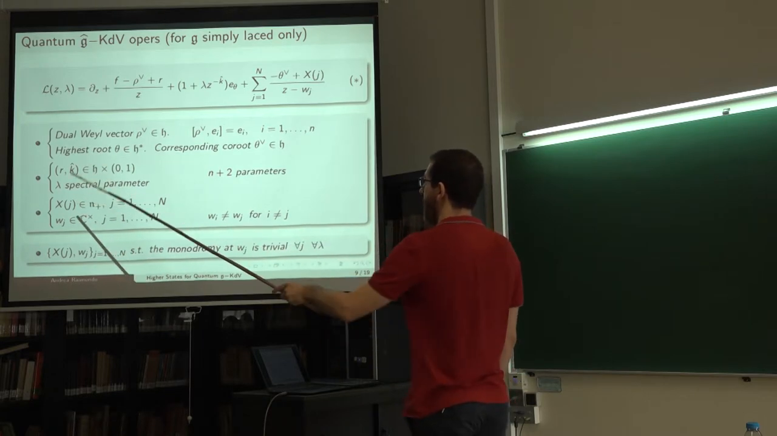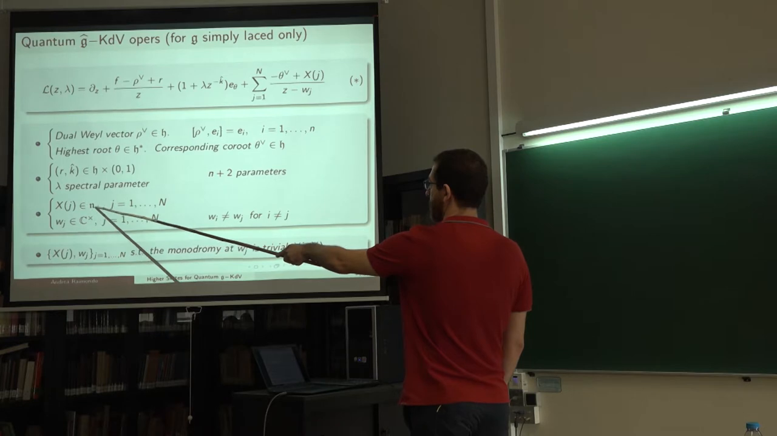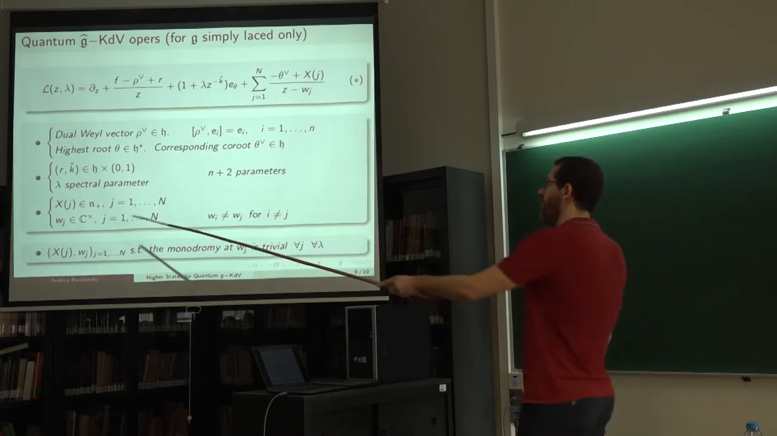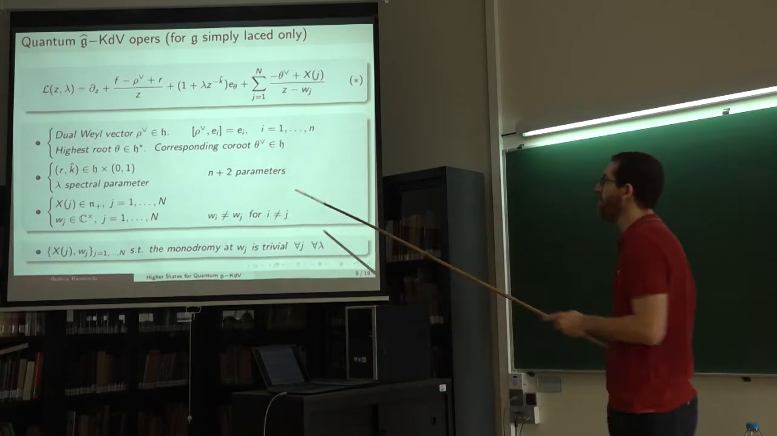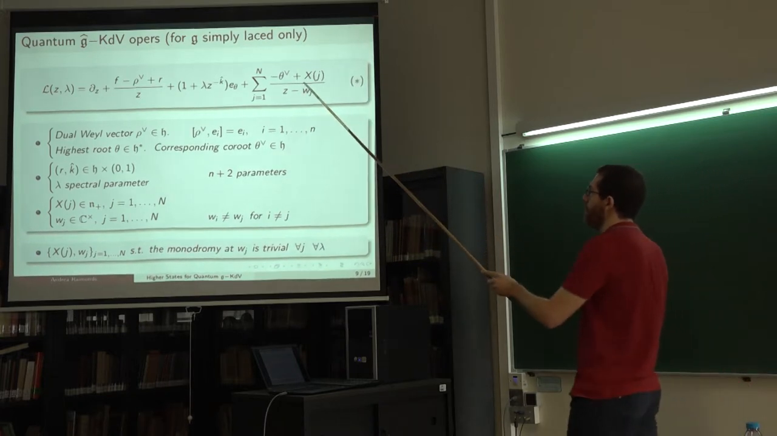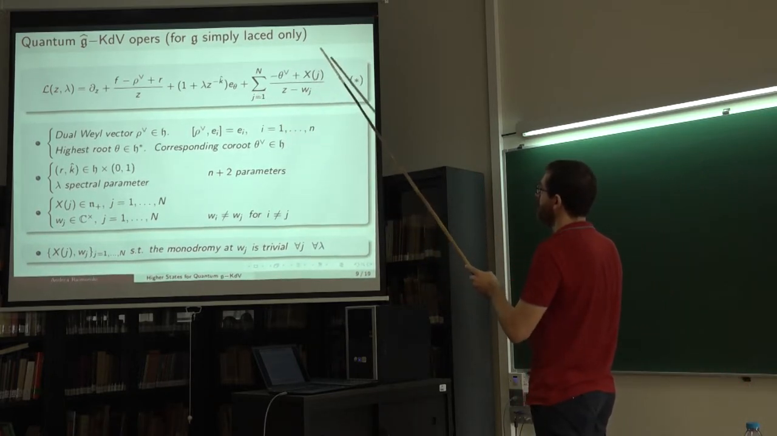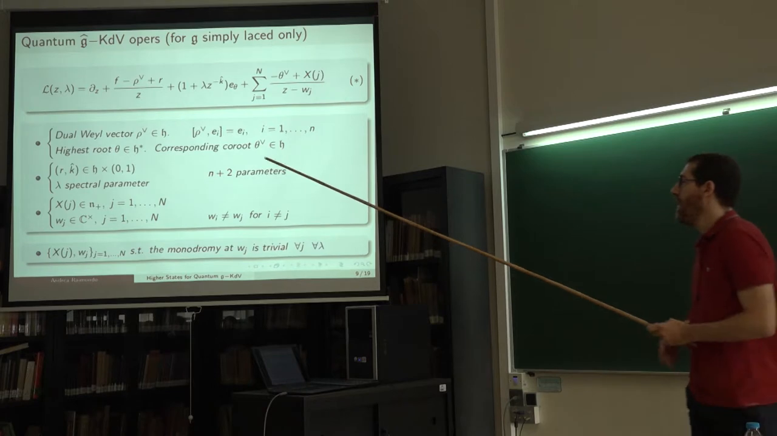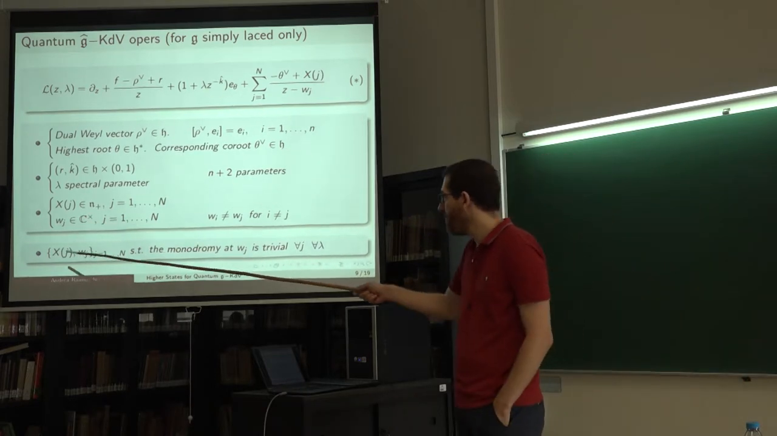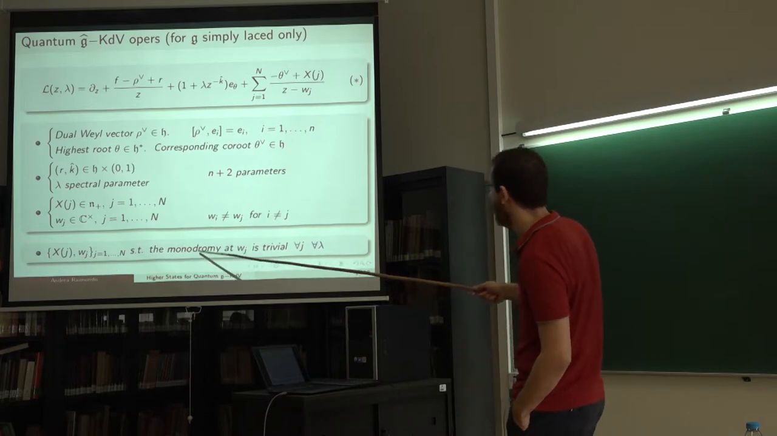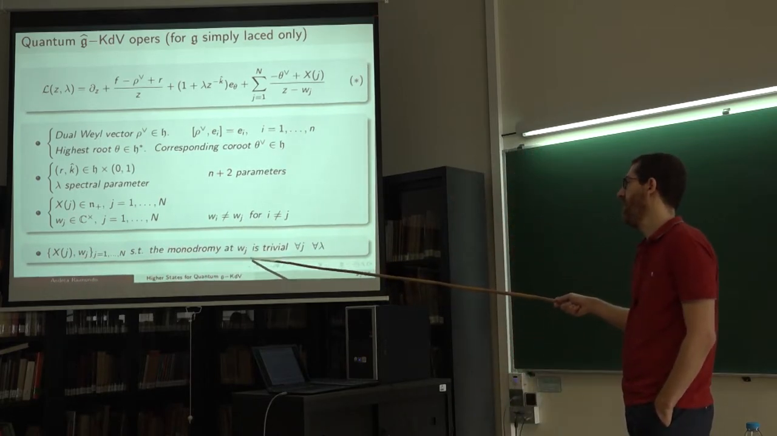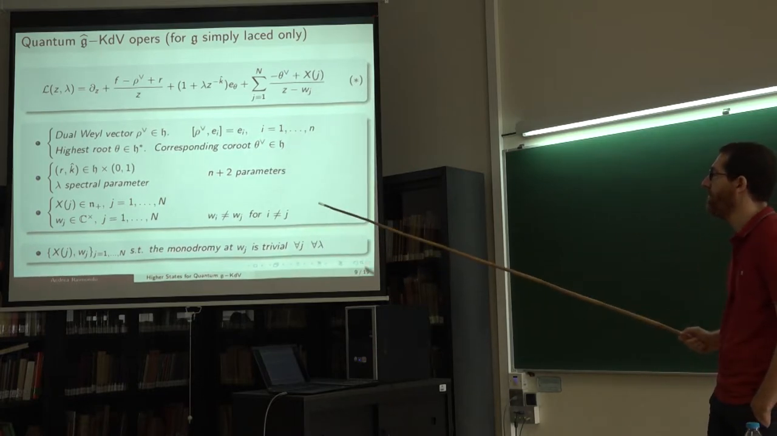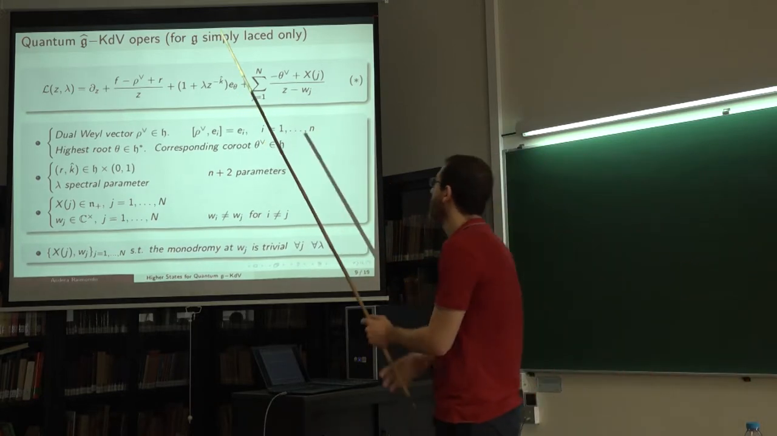While these xj, which are elements belonging to n plus, and these wj's, which are non-zero, pairwise distinct complex numbers, well, these are additional singularities, depending on an arbitrary integer n, and these have to be fixed so that the monodromy at each wj is trivial for every value of lambda. This is important: for every value of lambda. So these are the quantum g-KdV Opers.